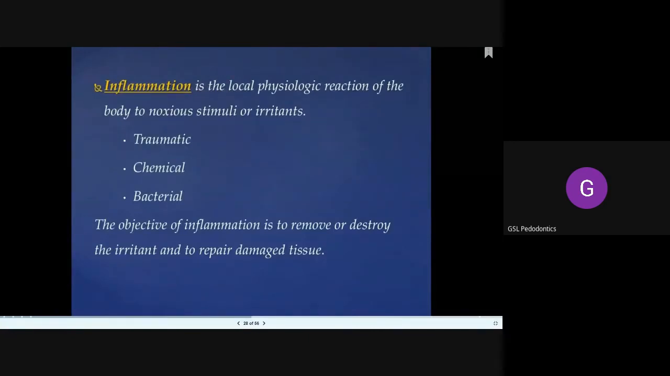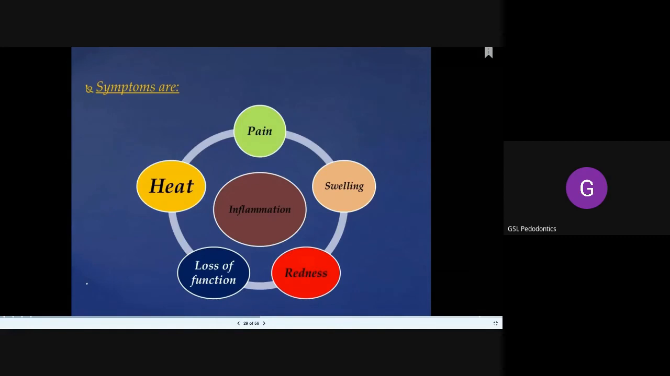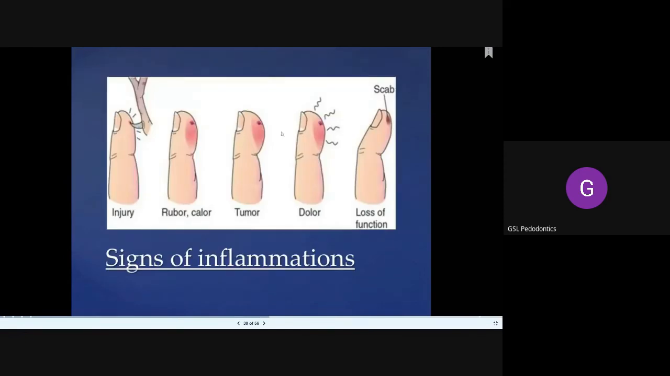So inflammation, as you all know, is the local physiological reaction of the body to noxious stimuli or irritants. The stimuli can be traumatic, chemical or bacterial. The objective of inflammation is that it should remove the irritant and repair the tissue that was damaged due to the irritant. The symptoms of inflammation, as we all know, are rubor, tumor, calor, dolor, and loss of function, that is functio laesa. All these are the 5 cardinal signs of inflammation.